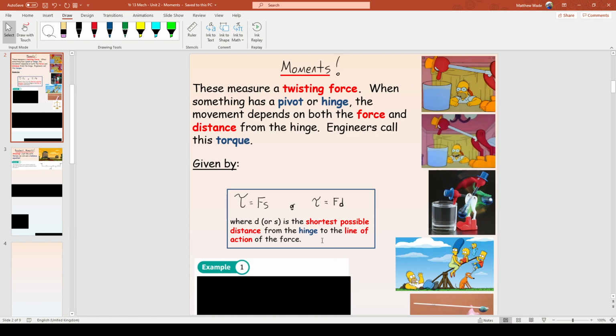There's one really funny thing with it though. The distances have to be the shortest possible distance to the line of action of the force. So while it looks like a really simple equation, it's a little bit trickier than you think, but I'll go through all the examples today and give you tons and tons of time to practice. It's not as hard as the last unit, I don't think, so hopefully you'll enjoy it and be really good at it.